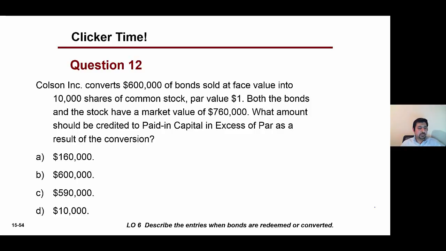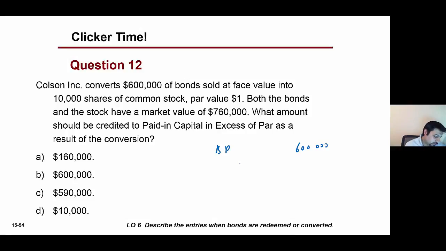Colson Inc. converts 600,000 of bonds sold at face value into 10,000 shares of common stock, par value $1. Both the bonds and the stock have a market value of 760,000. What amount should be credited to paid in capital in excess of par as a result of the conversion? Once again, whenever we have something like that, it is best to write the journal entry. So the company is converting 600,000 of bonds payable. So the company will debit bonds payable 600,000.